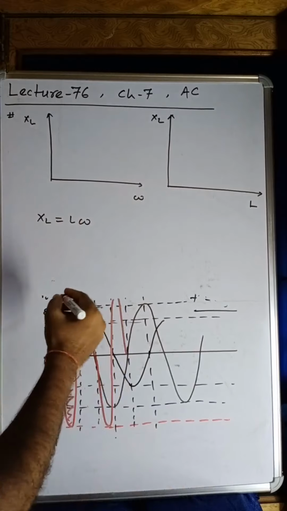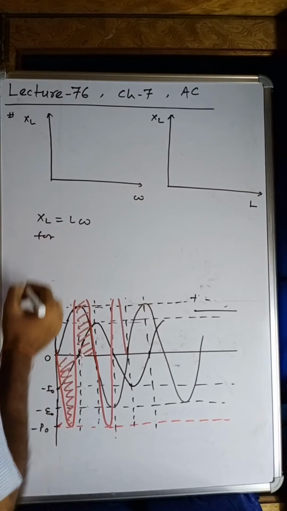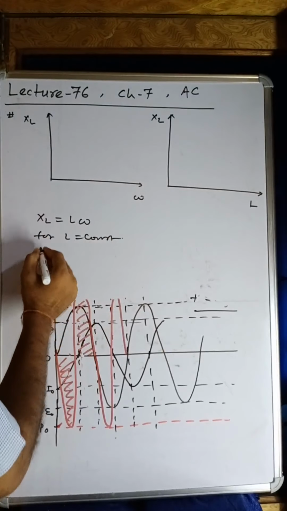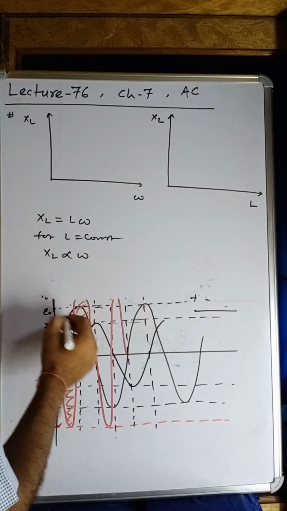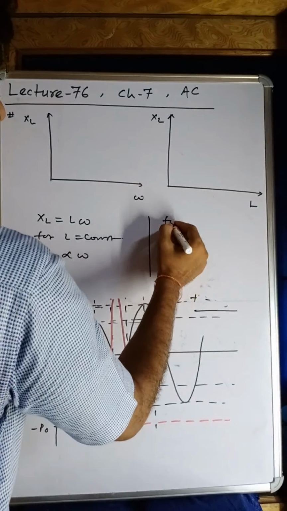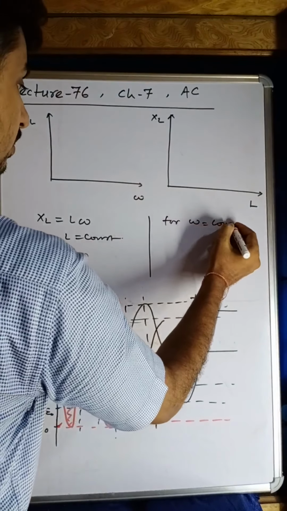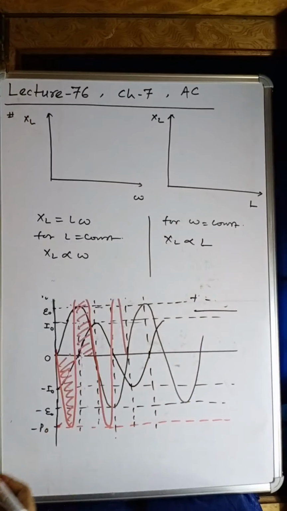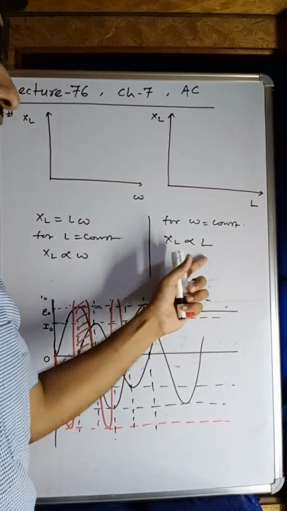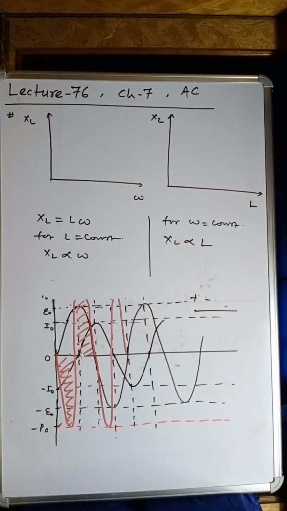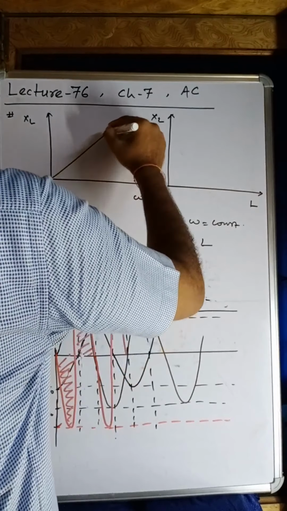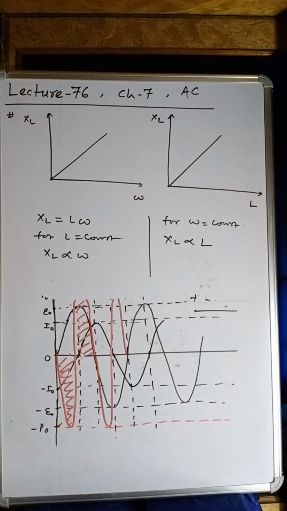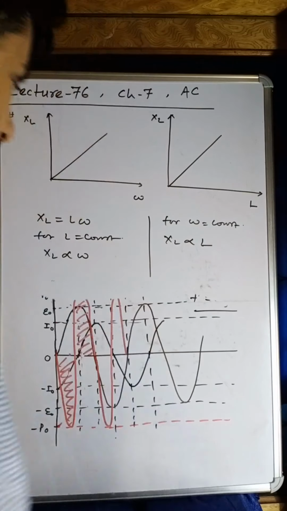And for L constant, this XL will be directly proportional to omega, and here for omega constant, XL will be directly proportional to L. As you will increase the inductance, XL will increase, and for both the graph will be a straight line like this one. Okay, and the slope will give you something you can understand very well.